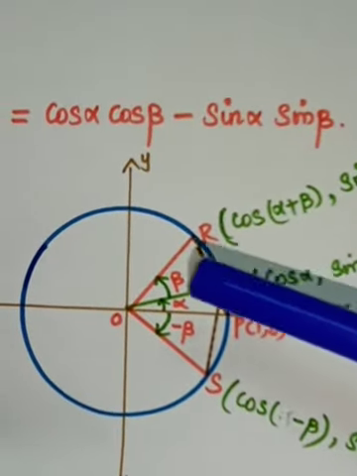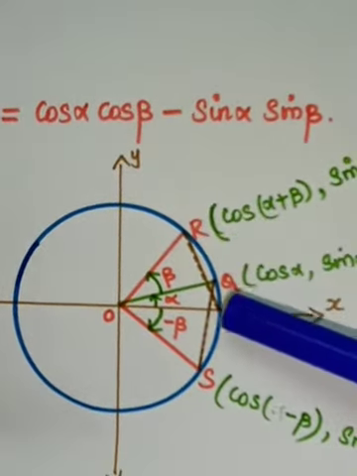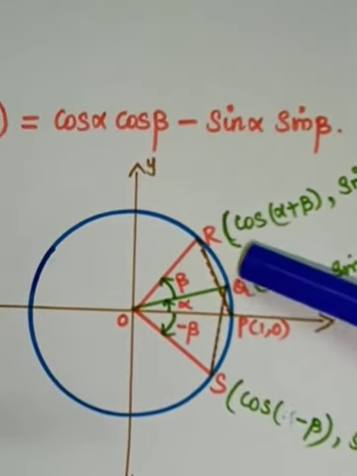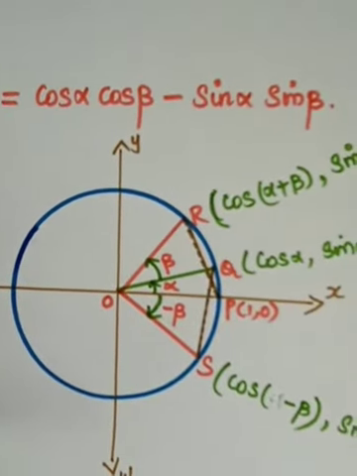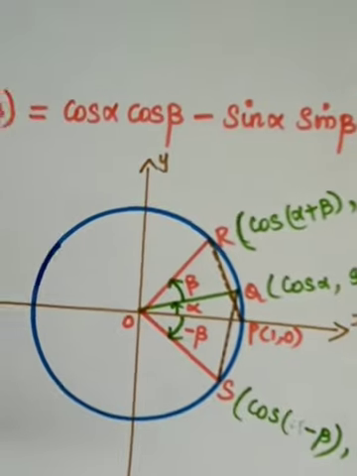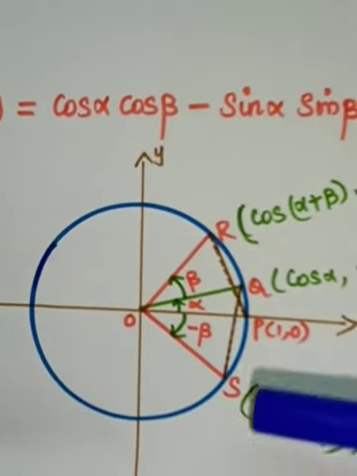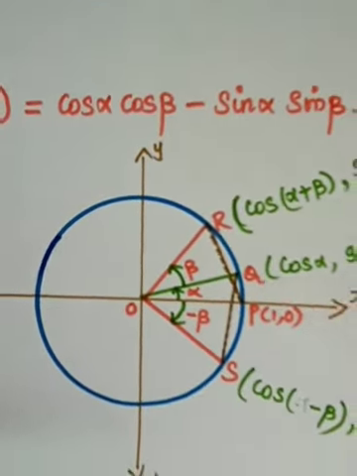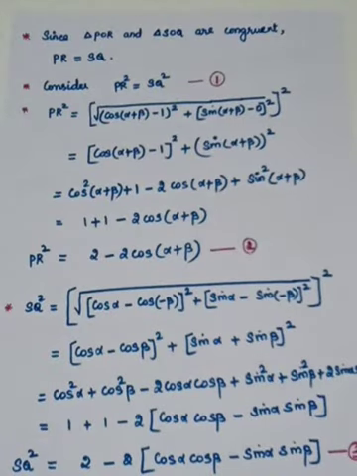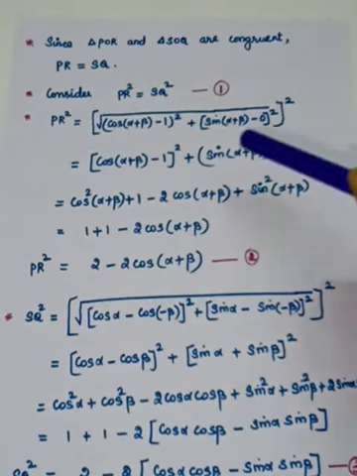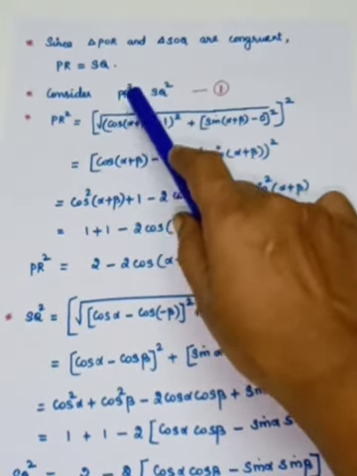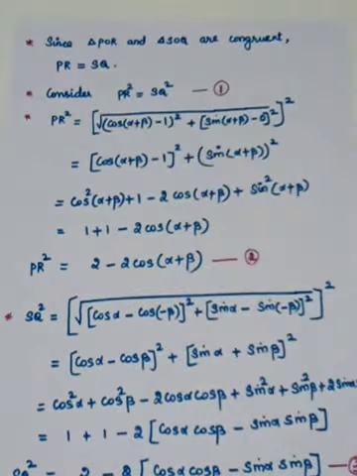So next, PR is equal to QS. Since the two triangles are congruent, PR is equal to SQ. That is a very, very important result here. So PR is equal to SQ. Now consider squaring on both sides, so PR squared is equal to SQ squared.